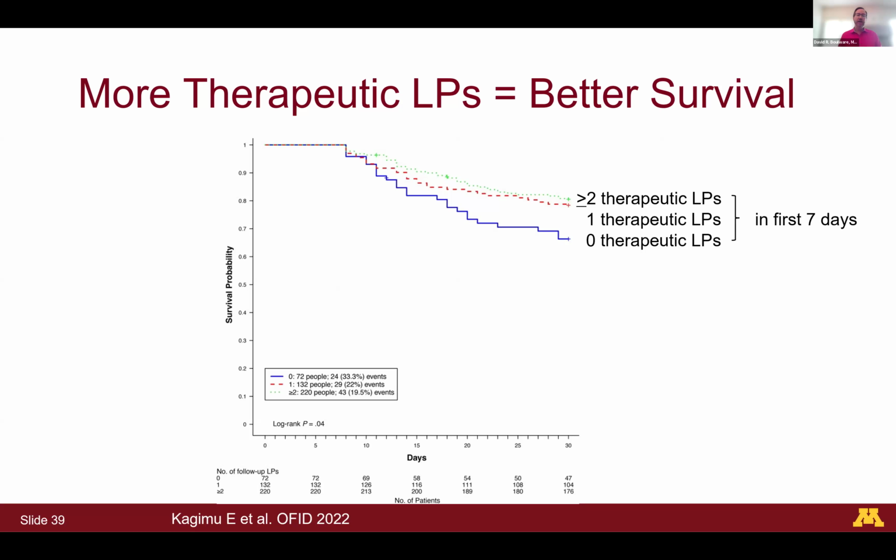We've repeated this, looking at the longer-term outcome after 30 days. This is a separate cohort, from a different time period. Of the people who survived 7 days, those who got 0 therapeutic LPs in that first week had the worst survival, versus if you got 1 or 2 therapeutic LPs in that first week, they had better survival. So regardless of your baseline pressure, we would recommend a therapeutic LP, usually 48 hours later. If it's a weekend or Sunday, you can move it a day or 2. But we would recommend 1, 3, 7, and 14 as far as LPs go.